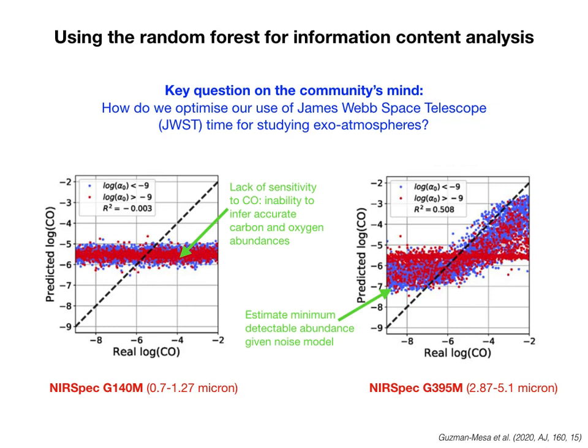And these two factors combine to make sure that this real versus predicted cloud of points is not a straight line on the diagonal, but rather a cloud of points. These plots also give you a sense of what's the minimum detected abundance of a molecule given a noise model. So in this example, you can see that the minimum detected abundance is roughly 1 part in 10 million. So this is useful because this allows you to select the range of wavelengths to use for detecting the molecule or atom you want to detect.